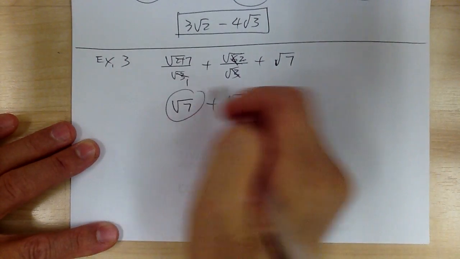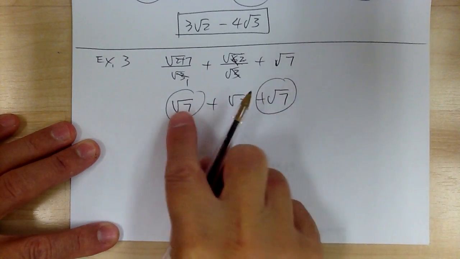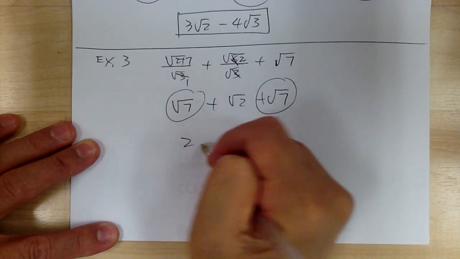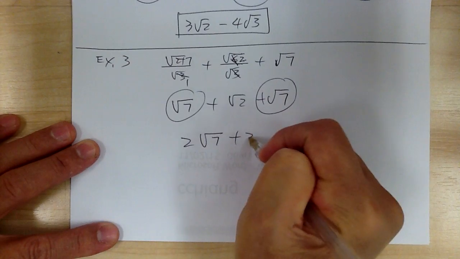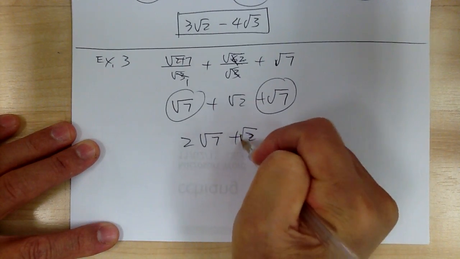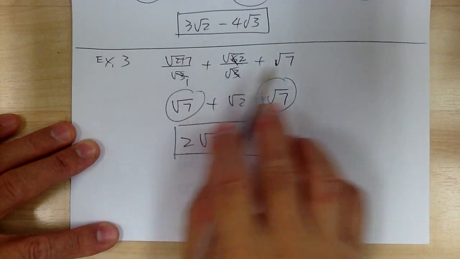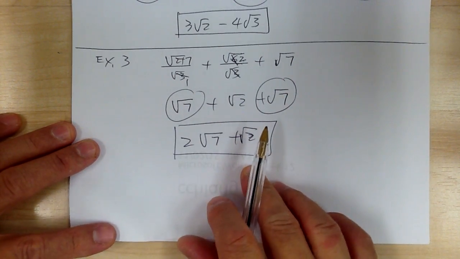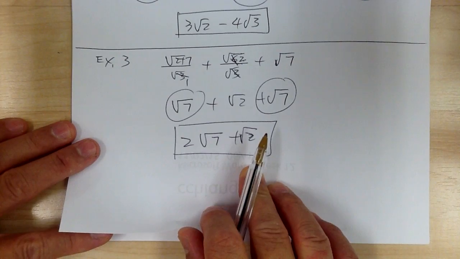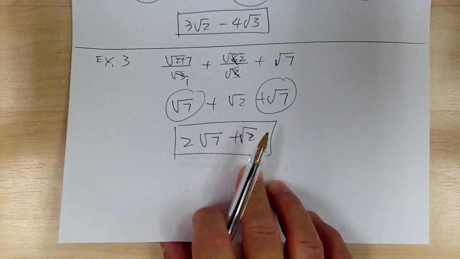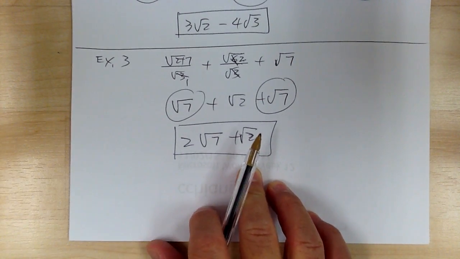Okay, so now you can combine these. When you add, you've got 2 of them, so this is going to become 2 square root of 7 plus square root of 2. And that's it. So you can learn how to simplify each term, and then combine the like terms after that. Okay, so let's go and do some practice.